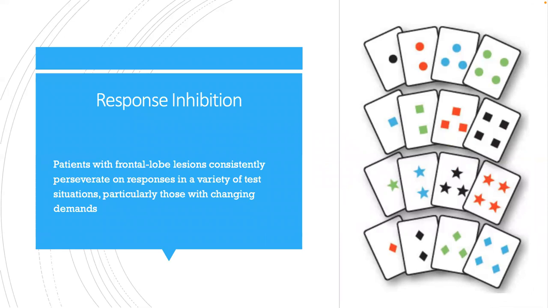Patients with frontal lobe lesions consistently perseverate on responses in a variety of test situations, mainly those with changing demands. So the best example can be seen in the Wisconsin card sorting test. This is a standard clinical test of frontal lobe injury where a subject is presented with four stimulus cards bearing designs that differ in color, form, and number of elements.